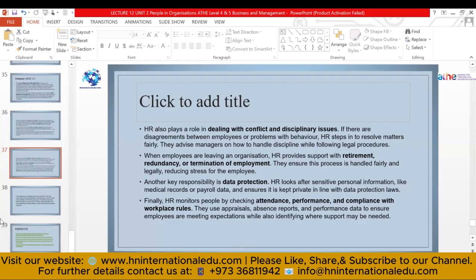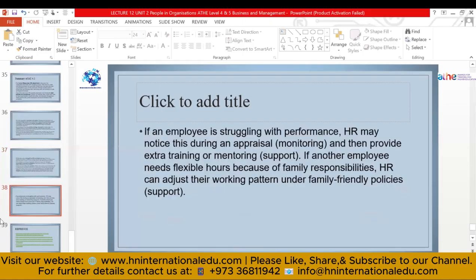Another key responsibility is data protection. HR looks after sensitive personal information like medical records or payroll data and ensures it is kept private in line with the data protection laws as well, with the country laws and judicial laws as well. Finally, HR monitors people by checking the attendance, performance, and compliance with the workplace rules, using appraisals, absence reports, and performance data to ensure employees are meeting expectations, while also identifying where support may be needed. That is for the organization and for the employee as well.